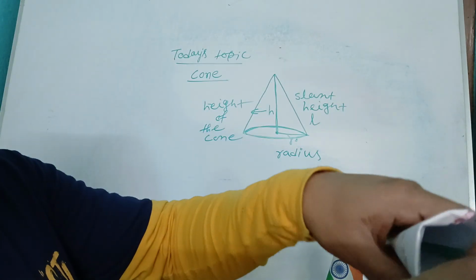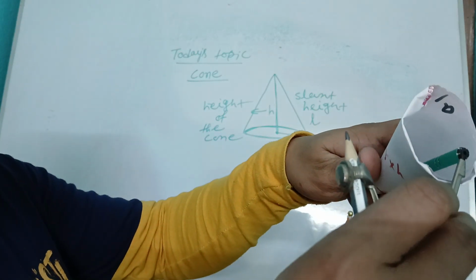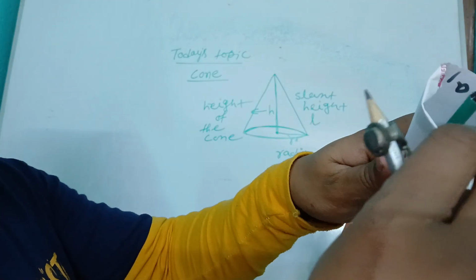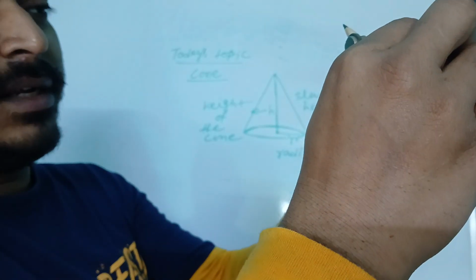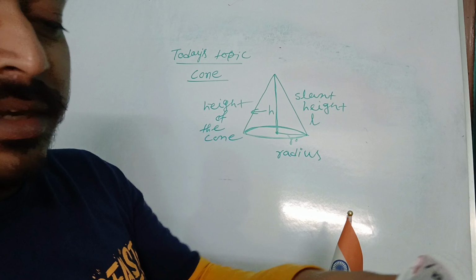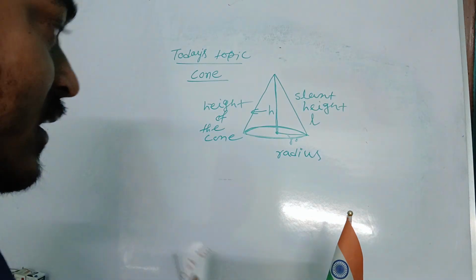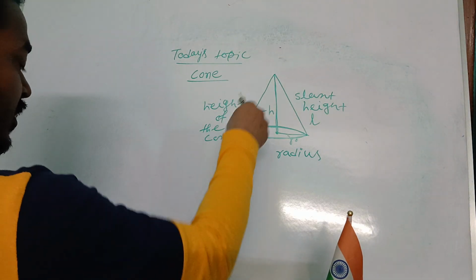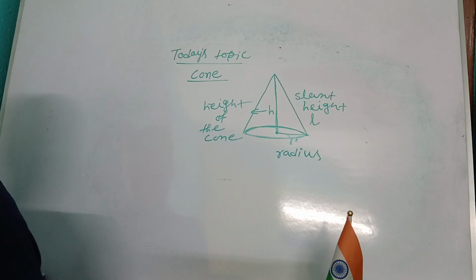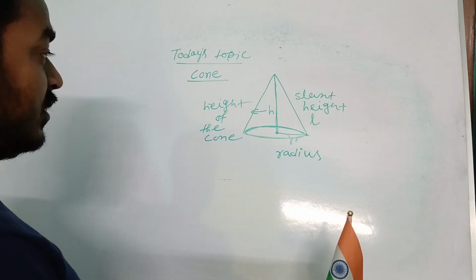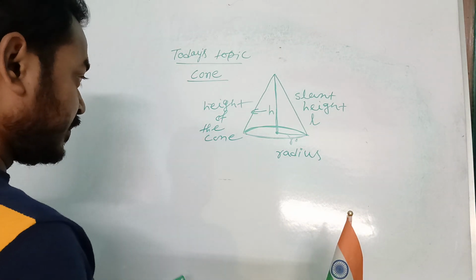And here the slant height is this one. This is the radius and now it is the slant height. So it looks like a right angle triangle, and definitely if we draw this, it would be a right angle triangle only.